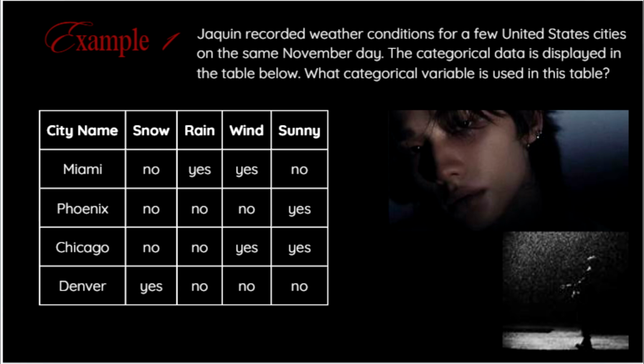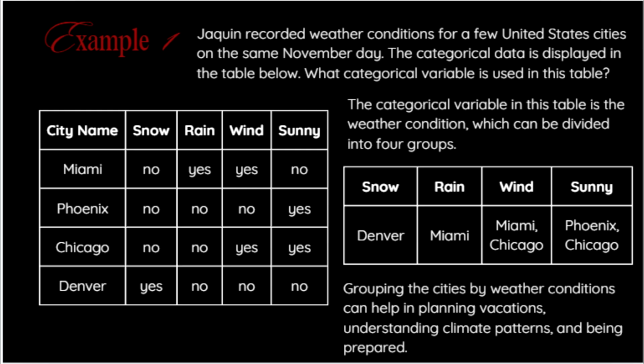Here's example number 1. Jaquin recorded weather conditions for a few United States cities on the same November day. The categorical data is displayed in the table below. What categorical variable is used in this table? We know this is categorical because there's no numbers. Your only options are no or yes. The categorical variable in this table is the weather condition, which can be divided into 4 groups: snow, rain, wind, and sunny. You could then regroup all of this information into a simpler table that looks like this.